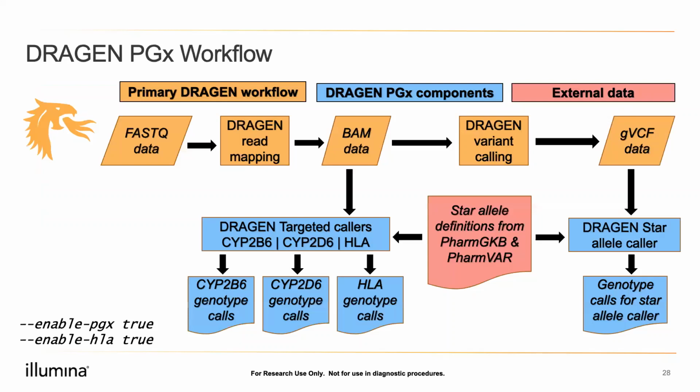So let's just take a look at the DRAGEN PGx workflow in aggregate. You can see we have our regular primary DRAGEN workflow where we input FASTQ data, do the DRAGEN read mapping, and then end up with a BAM file.